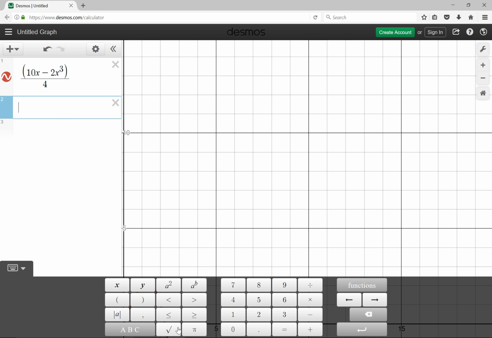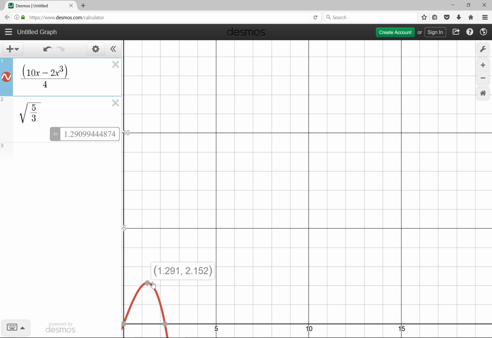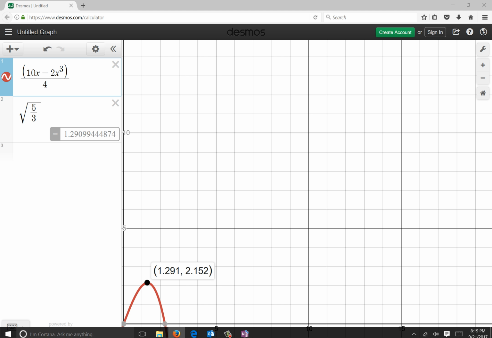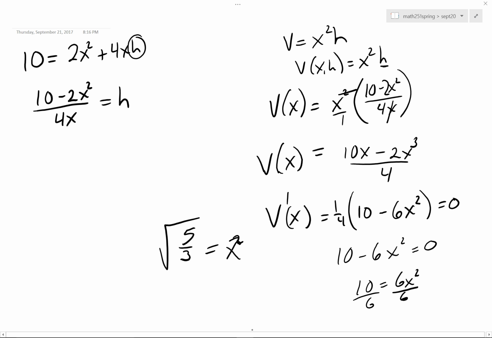Now, interestingly enough, what is the square root of 5/3? 1.29. Oh, baby. Cha-ching. All right, there it is. So that's kind of how these deals always work.